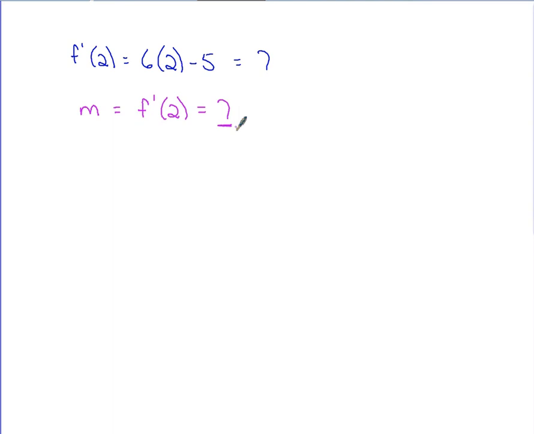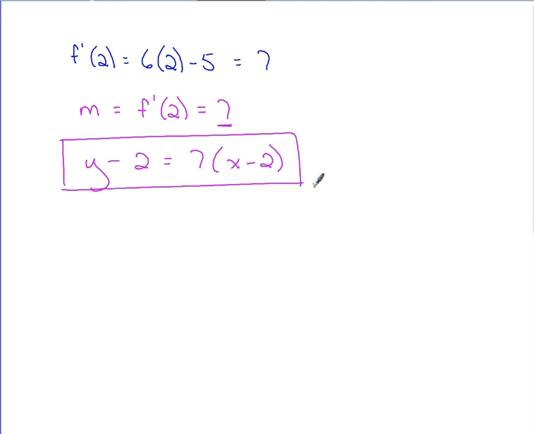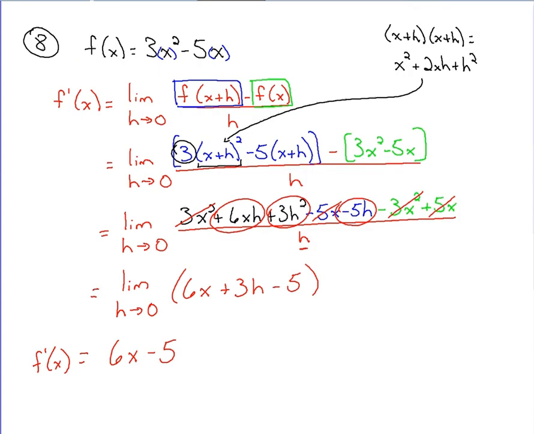Equation of the tangent line we put in point slope form. So in point slope form, we take y minus the y value at the point, which is 2. We set that equal to our slope of 7. And we multiply that to x minus the x value at the point, also 2. So I've got my equation. I've got my f prime of 2, which led me to that equation. And I got my derivative, which led me to the f prime of 2, which led me to the equation.